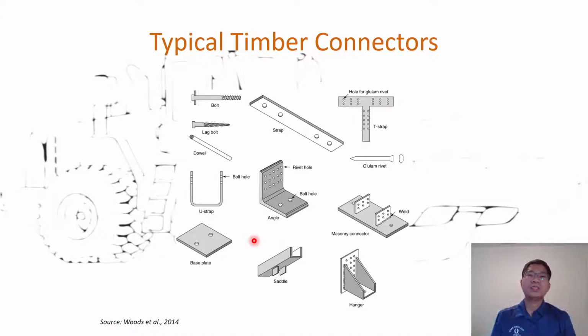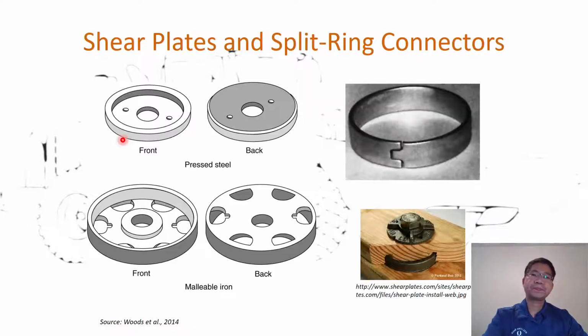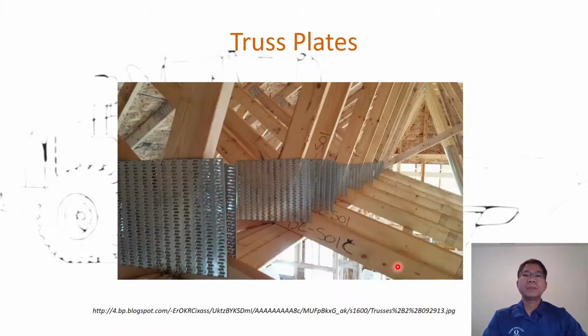And of course, as you can see, the wood has a limited length, so connectors are also necessary, and normally they use steel or other metal components. So in this slide, it shows you different timber connectors that we can see in construction. And of course, for connectors, they also use shear plates or split rings, as you can see here, to connect between the members of the wood or timber, and also truss plates to connect between the members.